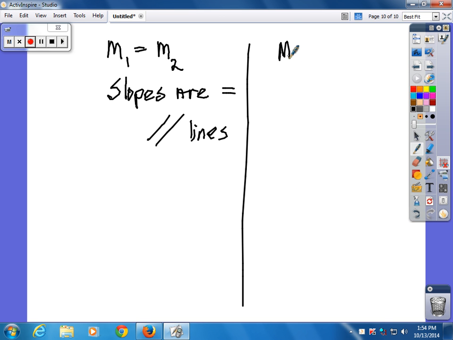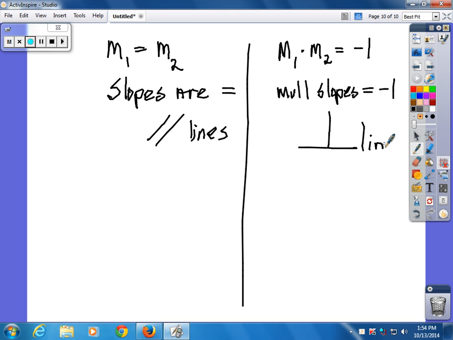If m sub 1 times m sub 2 is equal to negative 1, in other words, if you take the slope of those two equations and you multiply them together and you get a negative 1, then they are perpendicular. Multiply the slopes and get negative 1, then you have perpendicular lines.